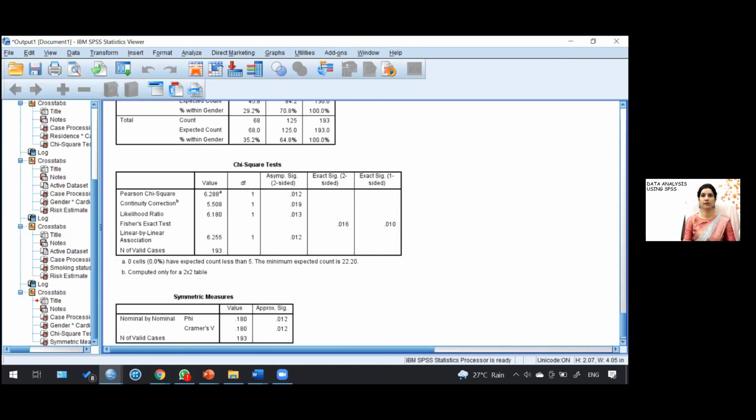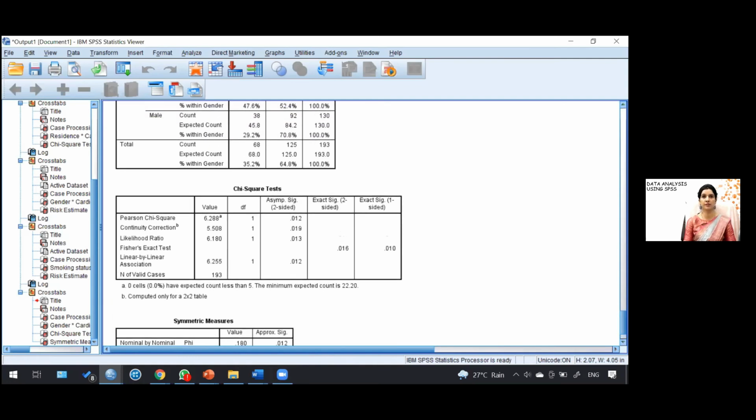And then you can see here how to write this interpretation. There are two values, phi and Cramer's V. Generally, we take the value of Cramer's V because phi is only used if there is a 2 by 2 table. If there is a 2 by 3 table or 3 by 3 table, then you have to use Cramer's V. But here, since we have a 2 by 2 table, both values of phi and Cramer's V come out the same, so you can take either value. So this was the interpretation after running the chi-square test.